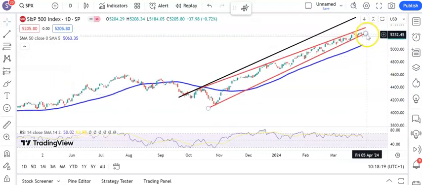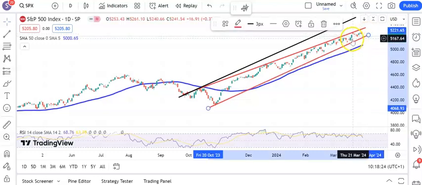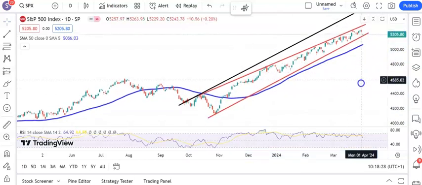Starting off with the S&P, and we're still trying to work out whether this is a falling wedge or just a progress within a widening rising trend channel. Obviously, the trend channel there since October, so whatever happens now, it's been a great run.